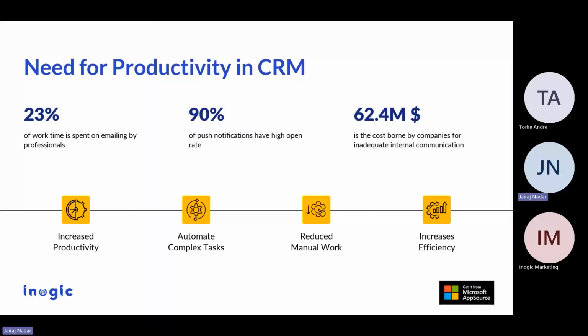The stats that you see on the screen say that 23% of work time is spent on emailing by professionals. In many organizations, a lot of work is completely based on email; they need to send emails, receive them, and respond. Whereas 90% say that with push notifications, they have a high open rate. Whenever any notification is sent, it should be sent to the right user at the right time so that they can perform the actions accordingly.